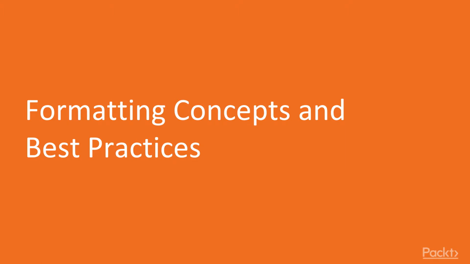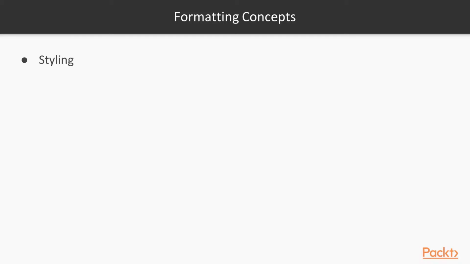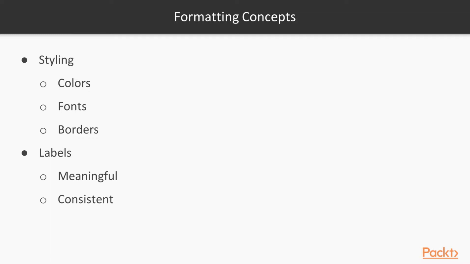Now, we'll talk a bit about formatting concepts and best practices. I didn't make any of these up, but I don't remember where I got most of them from either. First off, when I say formatting, what am I talking about? To start with, anything that happens in the format pane, including styling, which means colors, fonts, and borders, which should be used sparingly, but also things that happen outside the format pane, especially labels. We need to make sure they're meaningful, consistent, and use appropriate number formats.